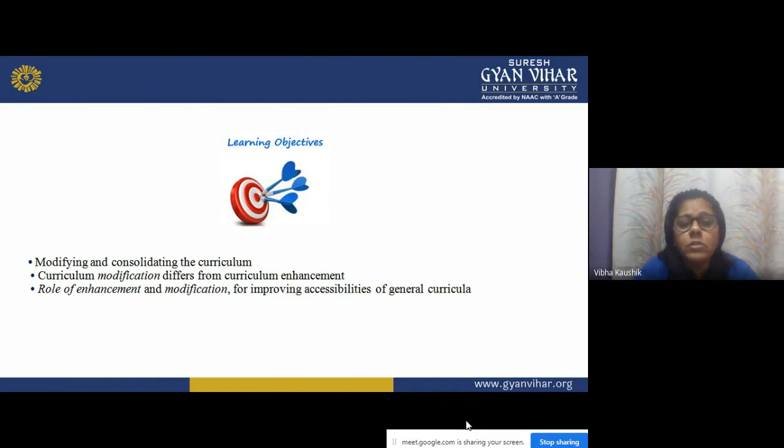This means you will be able to understand the concept of modifying and consolidating the curriculum, how curriculum modification differs from curriculum enhancement, and what the role of enhancement and modification is in curriculum development for improving accessibilities of the general curriculum, and what its particular role is.